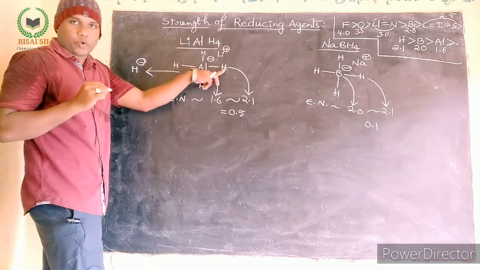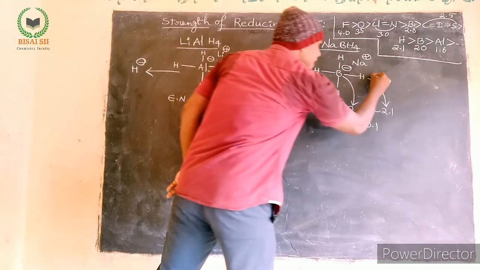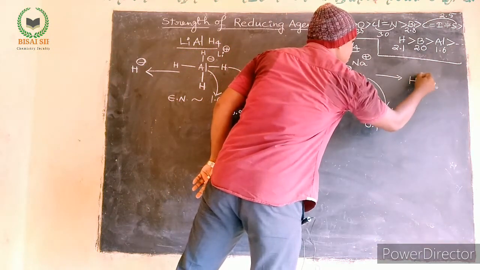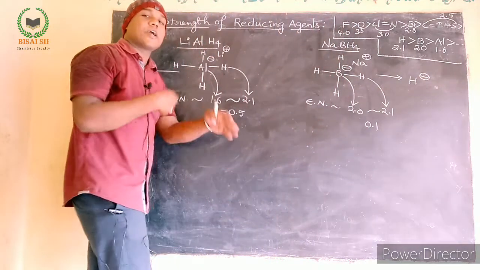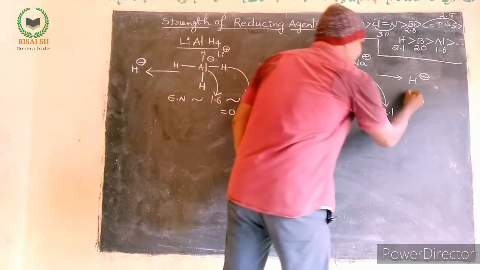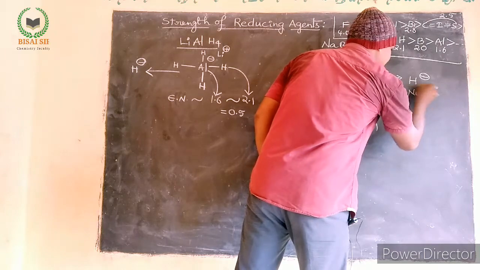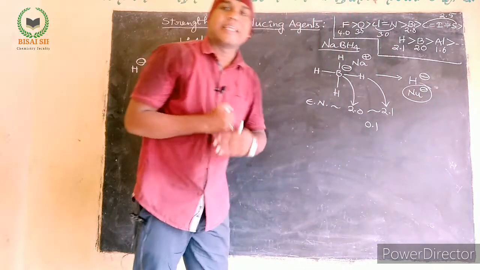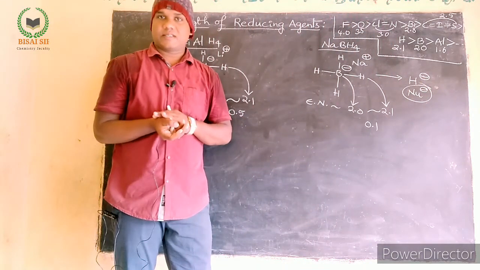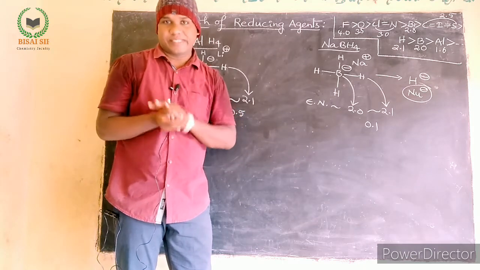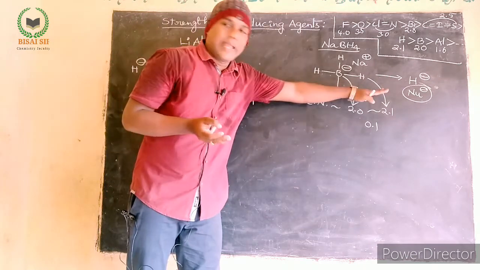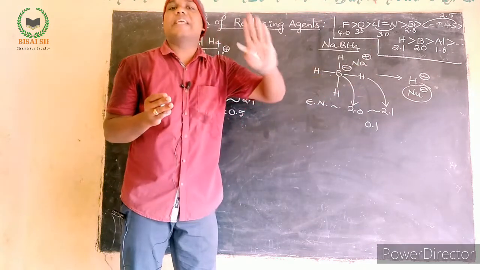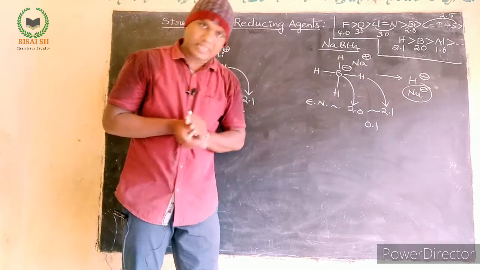Why? Because hydrogen is more electronegative. Here NaBH4 also releases H minus ion. Here H minus ion means that it is a nucleophile, correct? Nucleophile means an electron-rich species or electron-excess species, correct? It will attack where there is electron deficiency, correct?